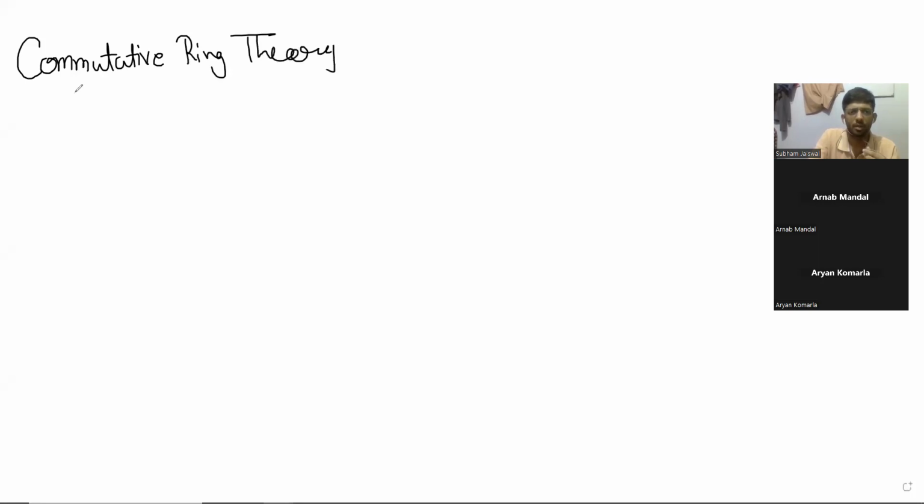Right. So this is ring theory. We have all seen all the time that rings come in everywhere, I mean, when you're dealing with maps and so on. So commutative ring theory, right? It's what we want to do. Commutative ring theory.